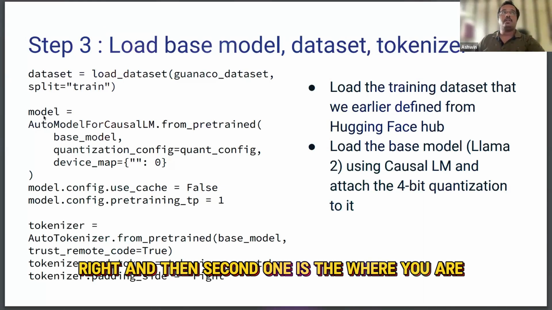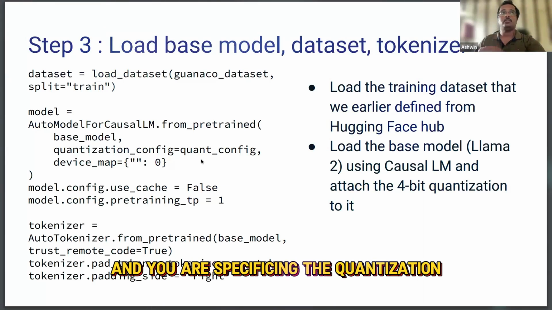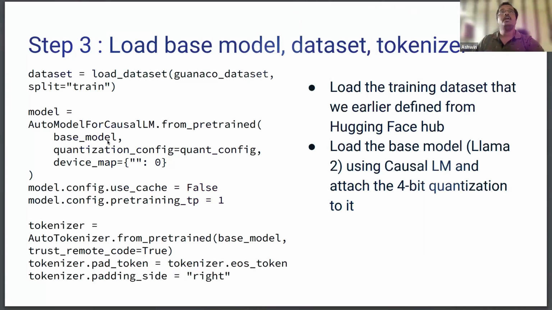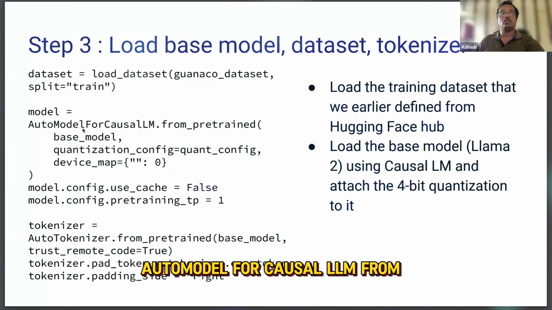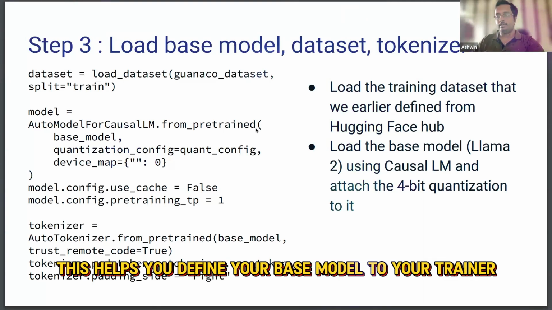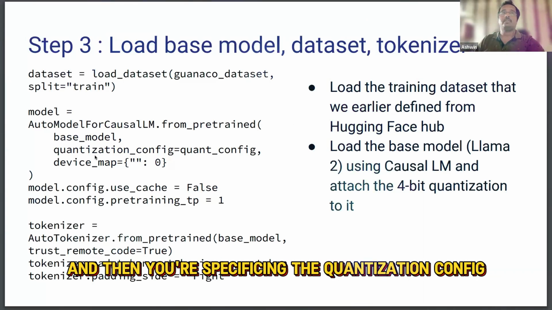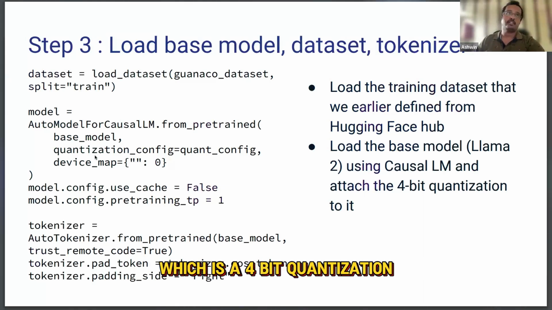And then the second one is where you are taking the base model and you are specifying the quantization. The base model, if you remember two slides back, we set it to a base model variable. And then we are using this method, AutoModelForCausalLM.from_pretrained, which helps you define your base model to your trainer, which will come later. And then you are specifying the quantization config, which is a 4-bit quantization.